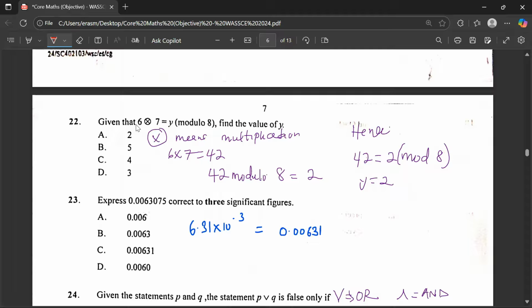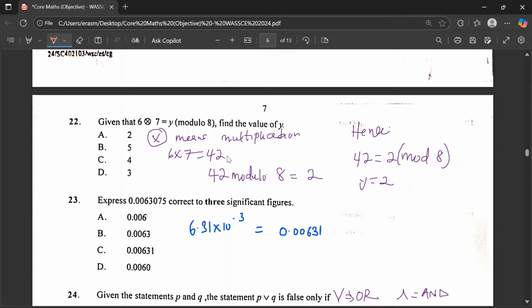Now, 6 times 7 equals y in modulo 8. Find the value of y. This means multiplication. So 6 times 7 equals 42.